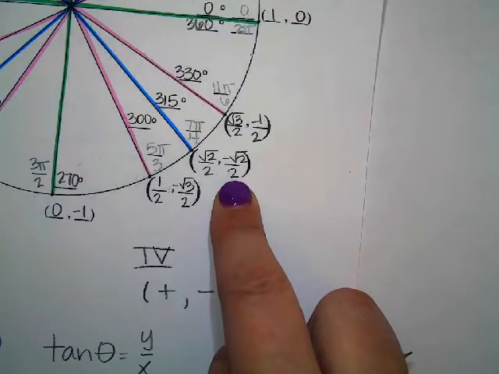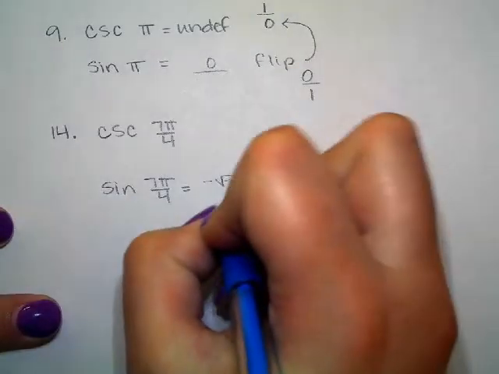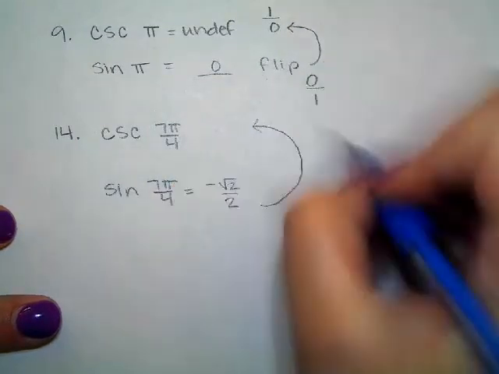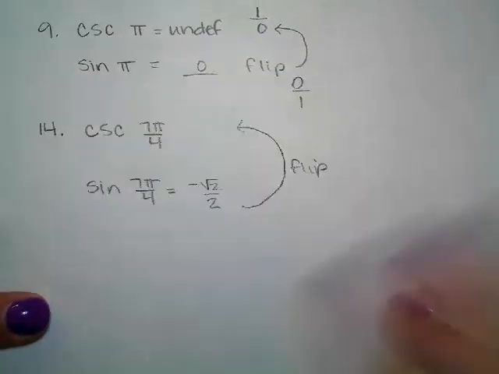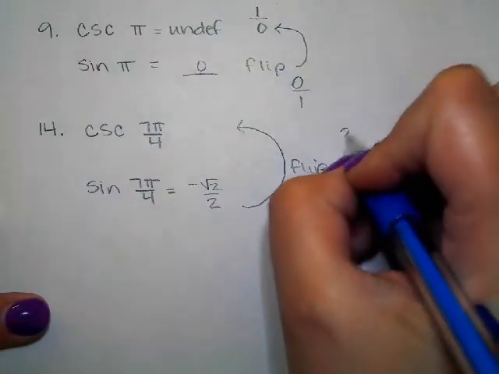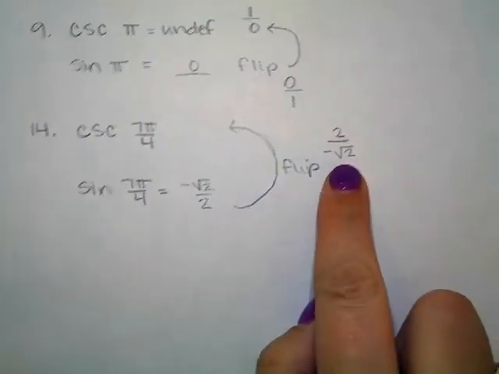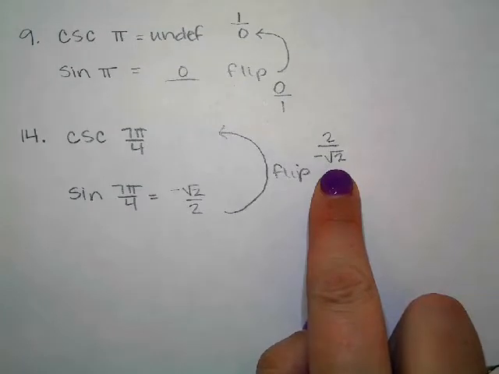So I'm going to write that down first. This is negative root 2 over 2. And then to go back up to cosecant, I just have to flip that fraction. So when I flip that fraction, I get 2 over negative root 2. Now, is 2 over negative root 2 a proper answer? Can I leave it like that? No. So I've got to fix it before I write it as the answer. So how do I fix this answer?